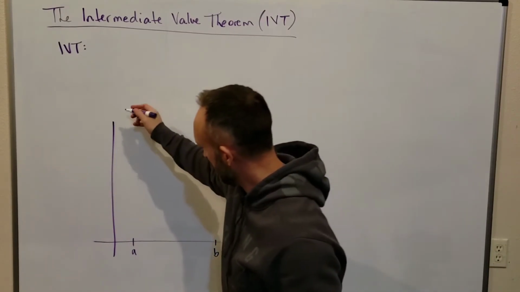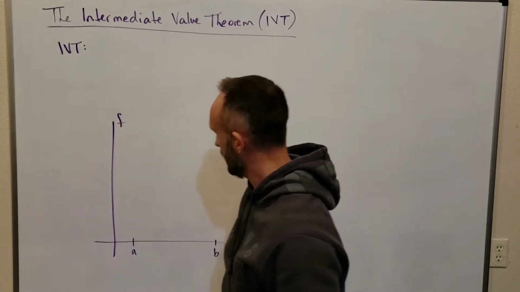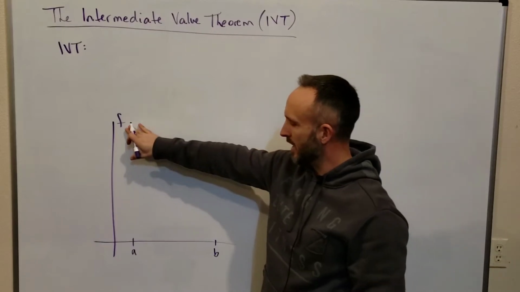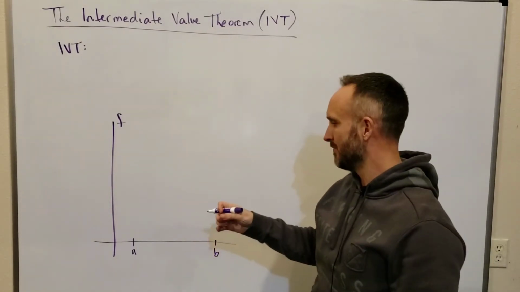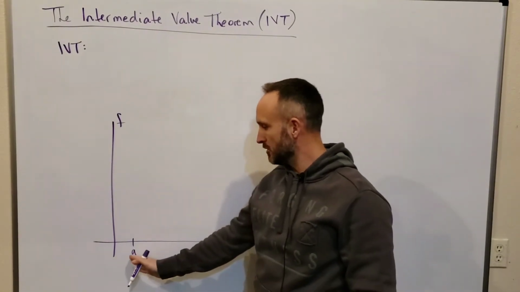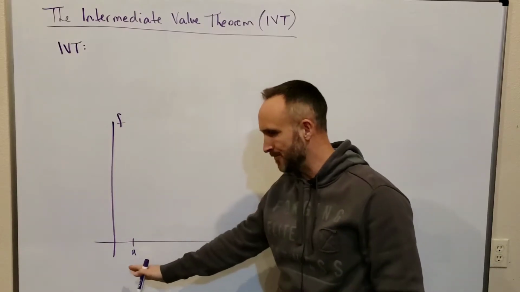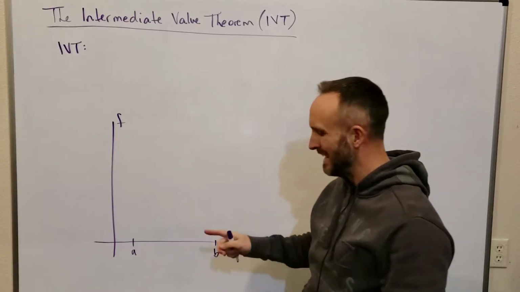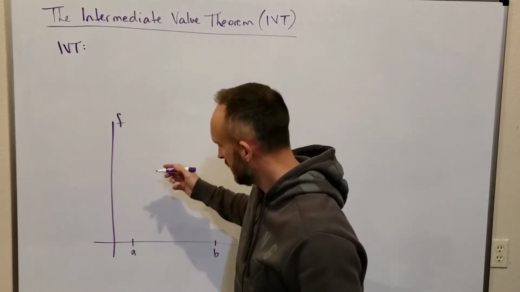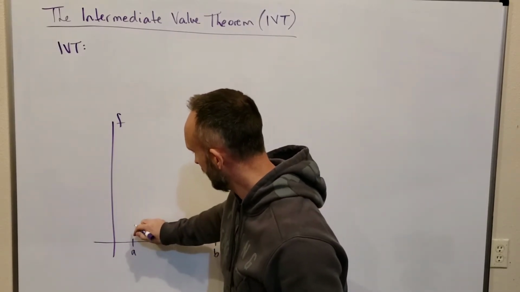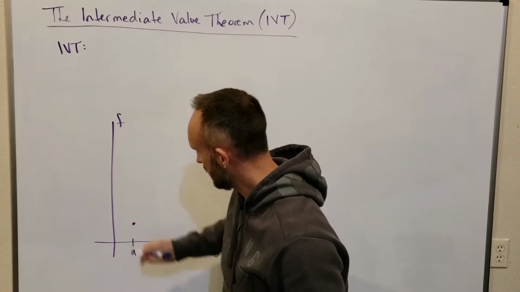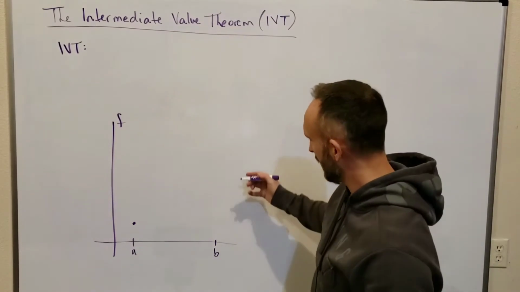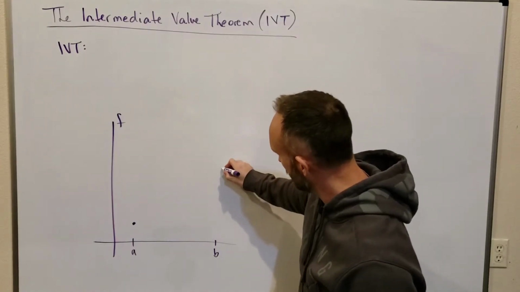Let's call the function that we're graphing here f. Let's give it a name. Then if this function f is continuous on the closed interval from a to b, that may look something like this. You'd have a closed endpoint at a. You'd have a closed endpoint somewhere over here at b.